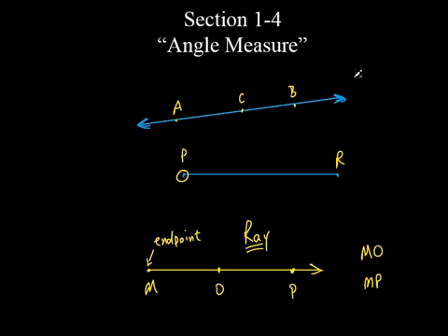Now we have a symbol. For instance, if I call this line AB, it doesn't look like a B. Let's try that again. That's a little better.